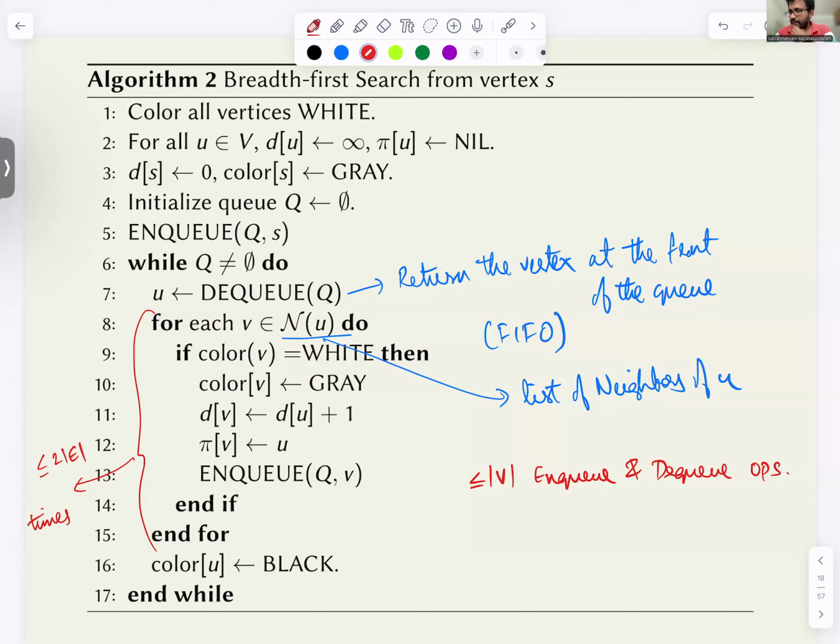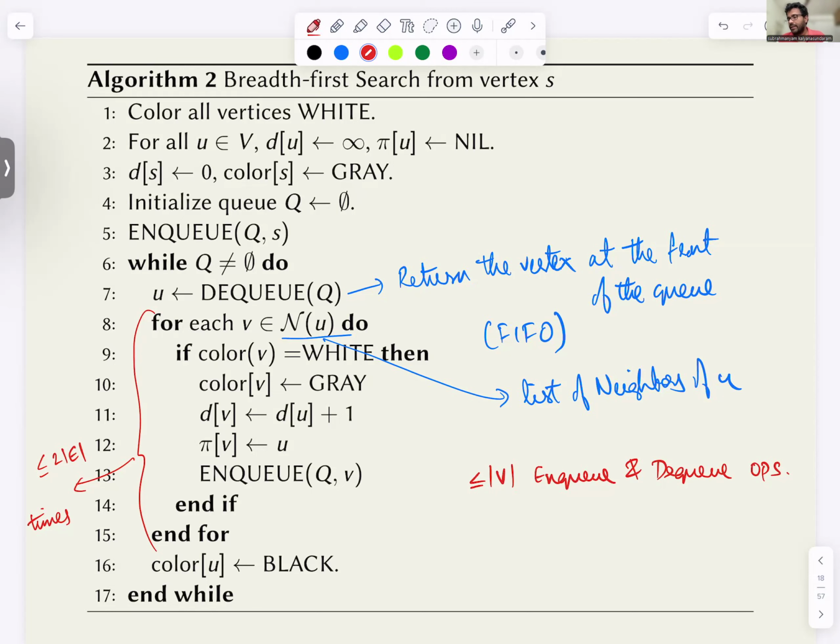And each vertex, the color operation: each vertex is colored exactly once white, at most once gray, and at most once black. So there's a clear progression: white, gray, and black. You don't go from white to gray, then gray to white, or black to white. Once it is recolored as gray, it is recolored once more as black.